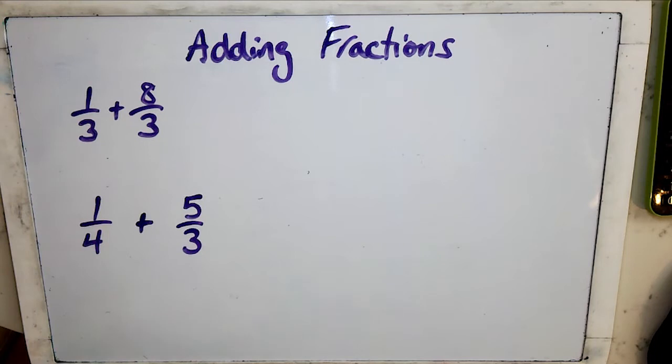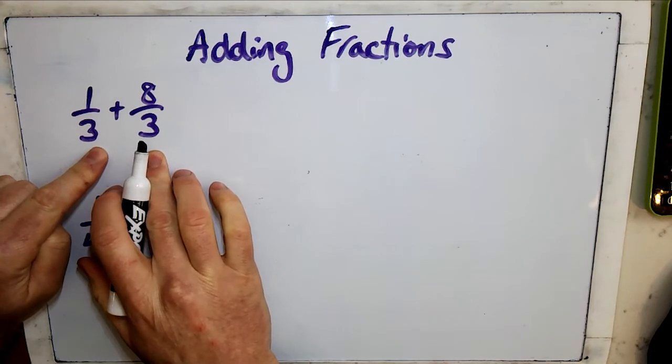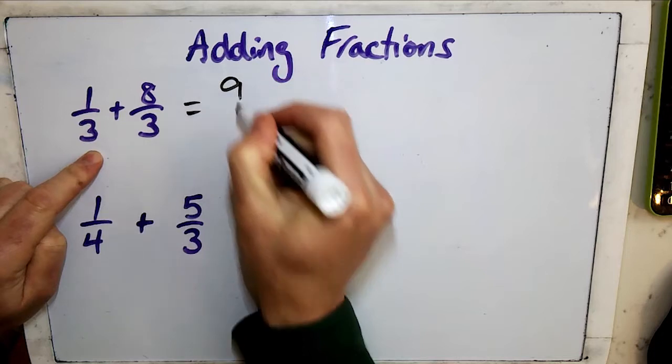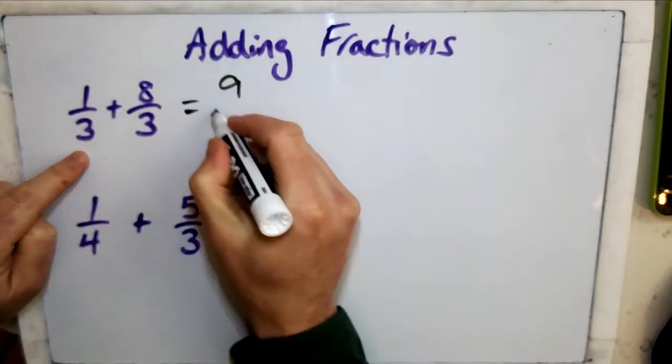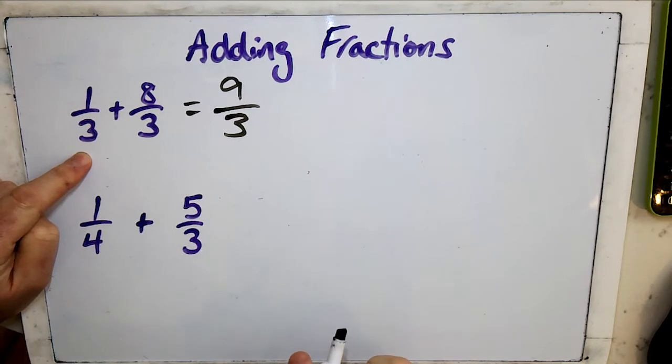And adding fractions. Now, adding fractions is pretty straightforward if the denominators are the same, common denominators. If it's the same, we're going to add the tops. 1 plus 8 is 9. But the bottom stays the same. We do not change it.